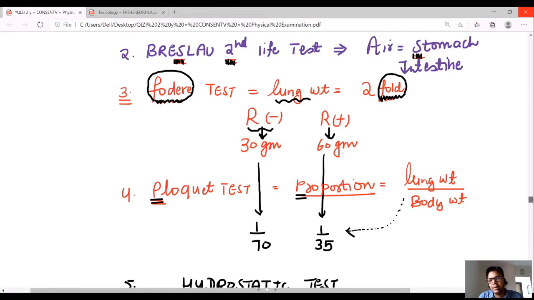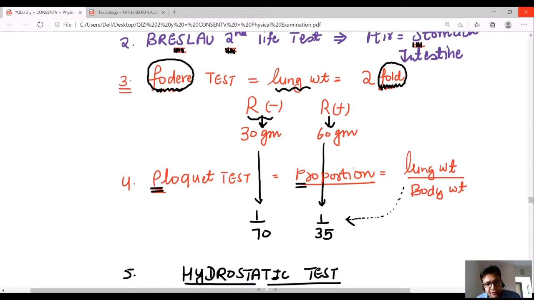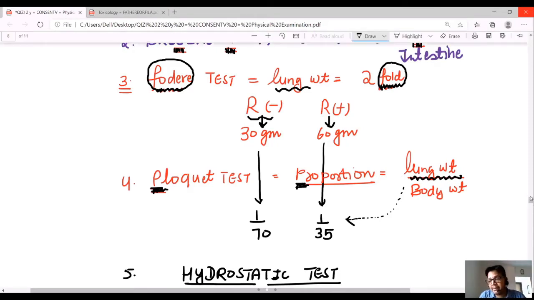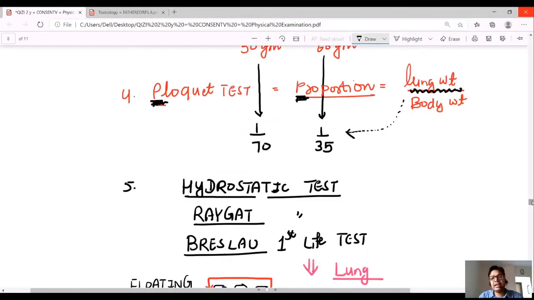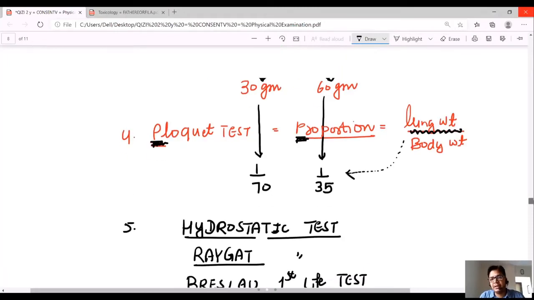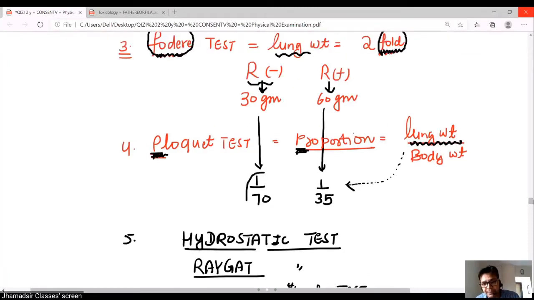Now I am coming to, sir, Ploquet test. How to remember? P for Ploquet test, it is a test of proportion. Proportion of lung weight divided by body weight. Doctor, look: E ear, Breslau stomach, Fodere twofold lung weight after respiration, and Ploquet proportion of lung weight divided by body weight. Before respiration, lung weight divided by body weight is 1/70, and after respiration 1/35. It means that this is high. Lung weight divided by body weight after respiration is more.